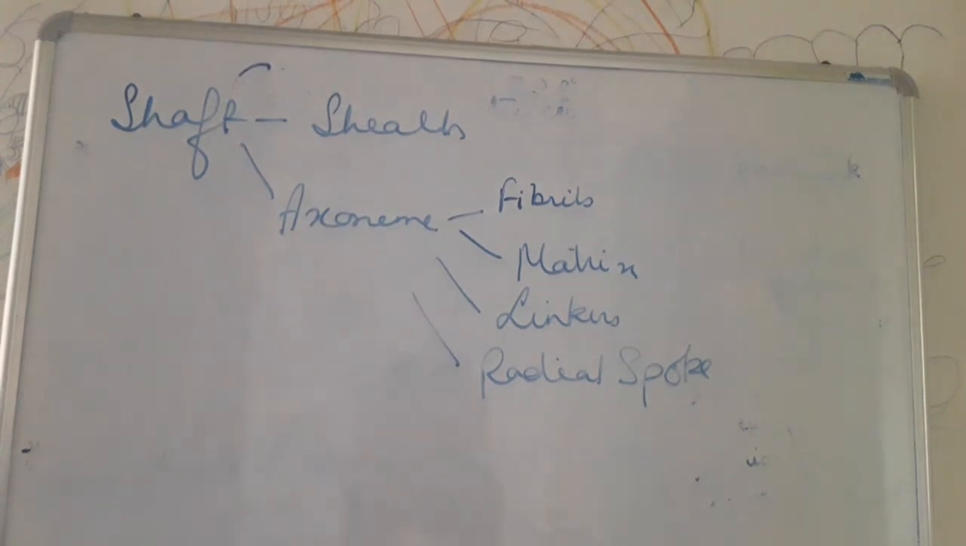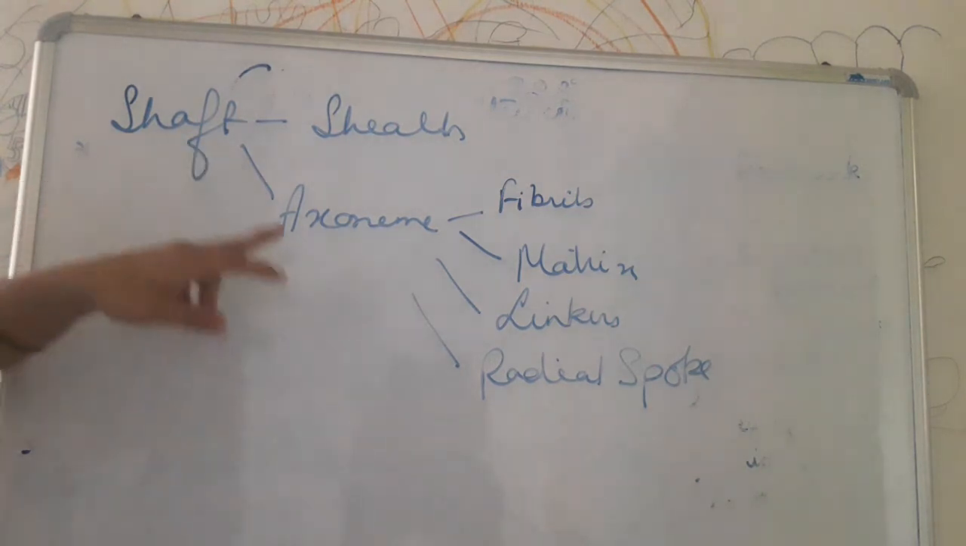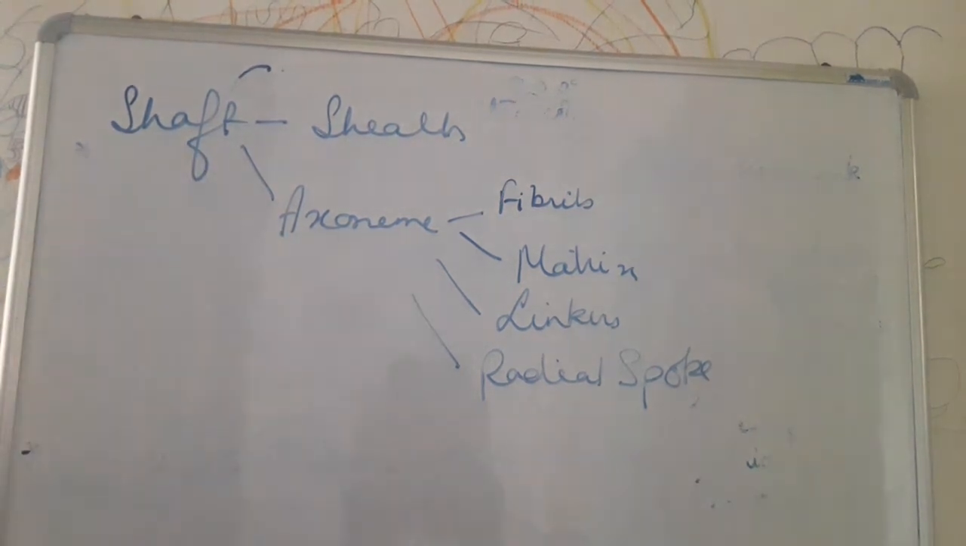Now while we are discussing the shaft, it is actually the extension of the plasma membrane that forms the limiting membrane. Okay, it is smooth in case of the whiplash flagellum and it has some outgrowths in case of the tinsel flagellum. Now this is again divided into sheath and the axoneme.